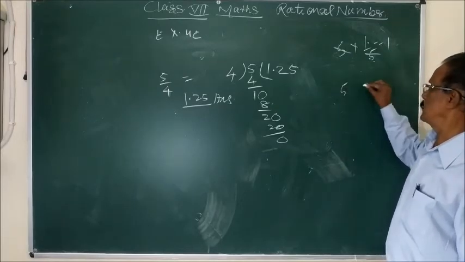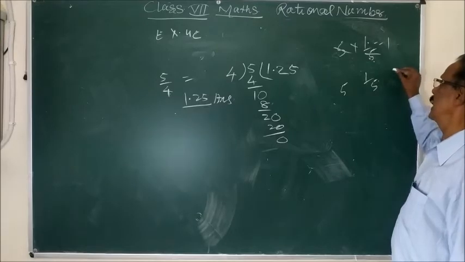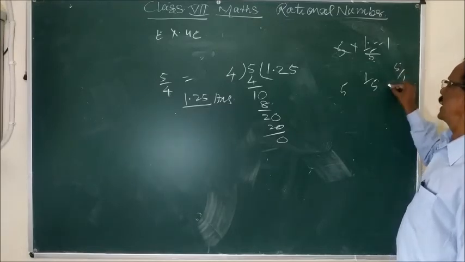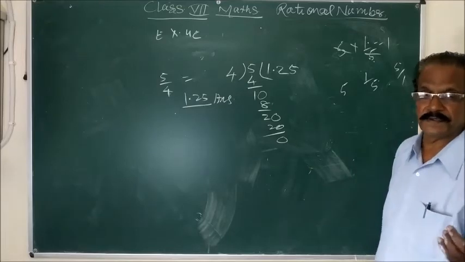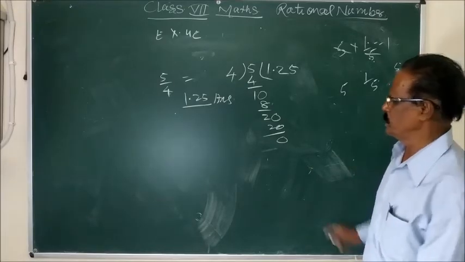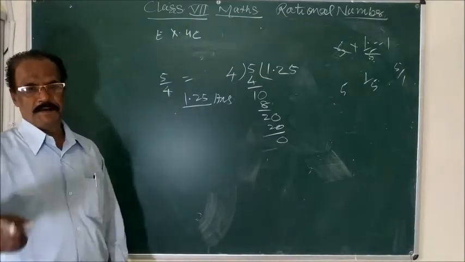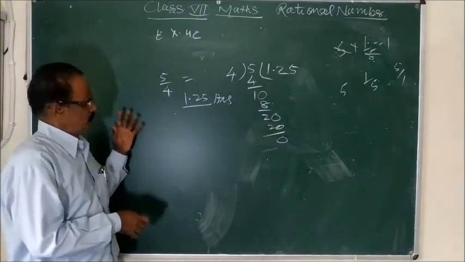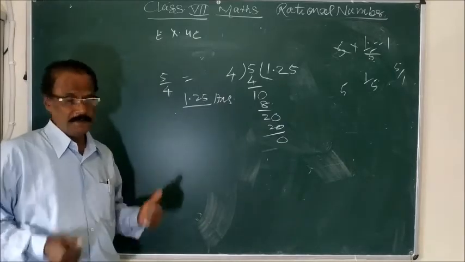That is, the reciprocal of 5 is 1 by 5, and the reciprocal of this will come to 5 by 1. So we see that the reciprocal of a reciprocal is the number itself. So this is a reciprocal. It is also called multiplicative inverse. And terminating and non-terminating decimals I have explained.